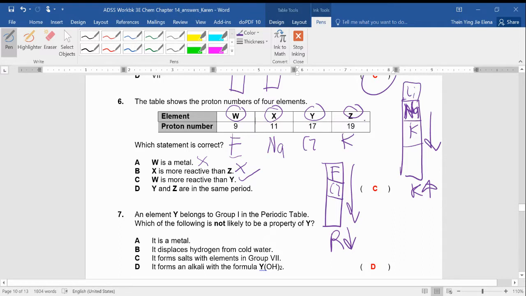Y and Z are in the same period? If you were to compare, you will realize that they are in different periods. If you want, you can write it out. The electronic configuration is 2, 8, 7. Potassium electronic configuration is 2, 8, 8, 1. See, there are 4 electron shells for element Z. That means it's in period 4. 3 electron shells for element Y. That means it's in period 3. So they are not in the same period. So the only correct answer is C.